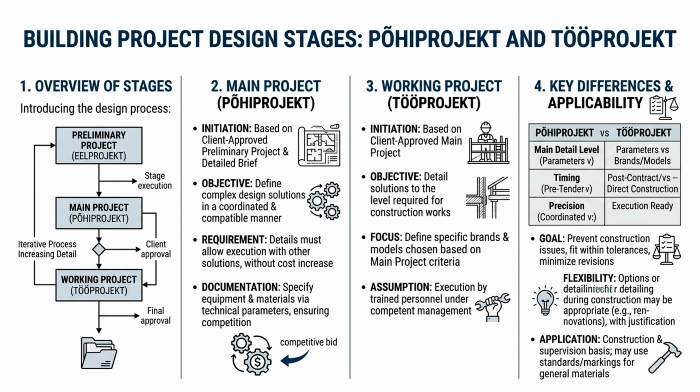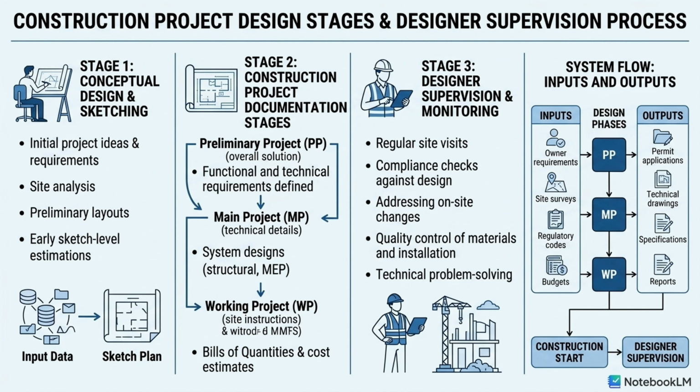Overall, these clear stages and responsibilities aim to avoid cost and error, and ensure the construction process is as efficient and reliable as possible. The construction project design process is divided into three main stages, each building upon the last, with integrated design supervision throughout.